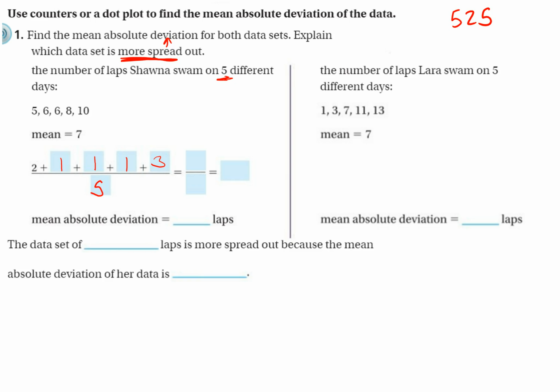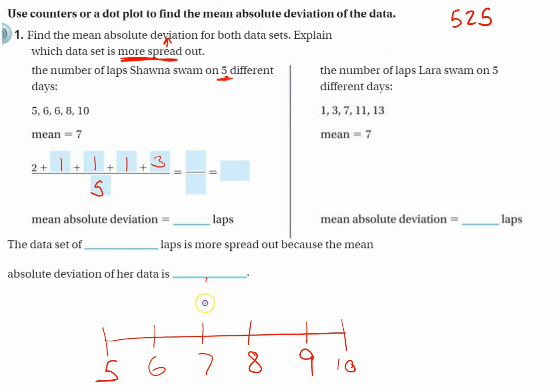Okay. So again, I can use a dot plot, 0 to 10. And actually, I can make this even shorter, 5 to 10, because none of my data is outside that range. So I need 5, 6, 7, 8, and 9. And the mean was 7, so I draw a line through 7. I have a counter at 5, 2 counters at 6, no counters at 7, 1 counter at 8, and 1 counter at 10.